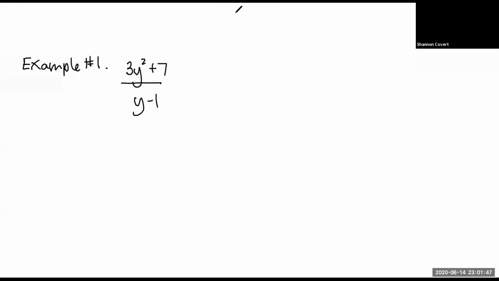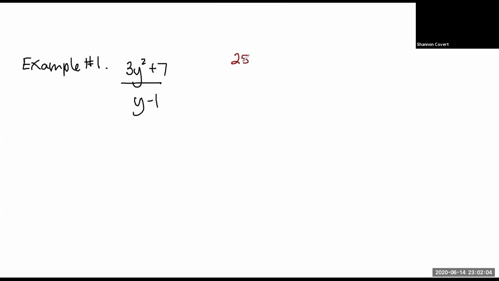Example number 1 is 3y squared plus 7 over y minus 1. Before I jump into this one, this is going to use the division algorithm, which is really long division. Hopefully, you all remember long division.